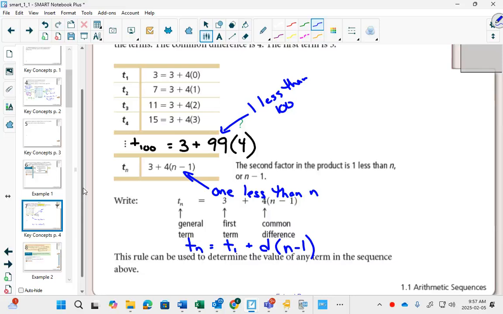So what mathematicians do is they say, let's look at a pattern. Does this pattern work for every arithmetic sequence? Yes. If it works for every arithmetic sequence, what are we doing every time? Every time we're looking at what the first term is. Then we're looking at how much we add, which is your common difference. And you always have to add it one less time.